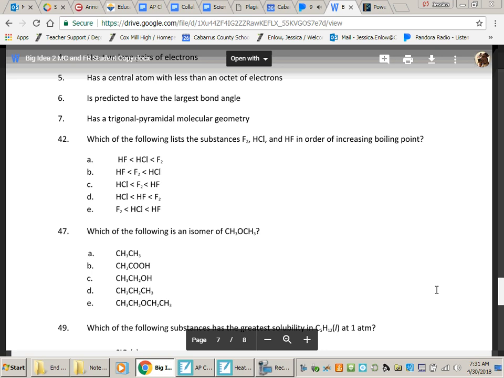No, yeah, definitely E, because why is this one, HF, going to be the highest boiling point? The ability to hydrogen bond. Okay. 47, I think, is what I was looking for.